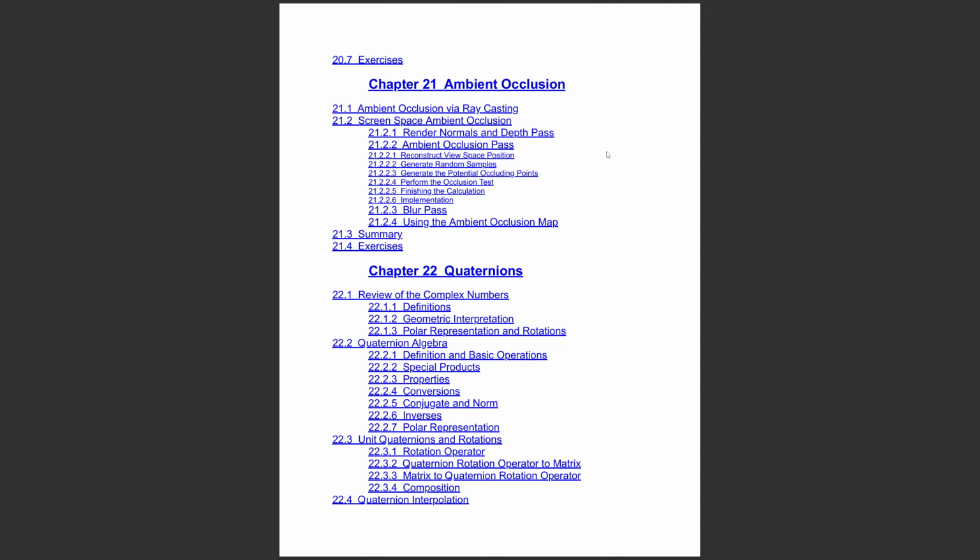We have unit quaternions and rotations. We have the rotation operator. We have quaternion rotation operator to matrix, and matrix to quaternion rotation operator, as well as composition, as well as quaternion interpolation. Quaternions are used to rotate three-dimensional objects as well. They can describe rotations as well as other operations. They're very complex data structures, but they're incredibly useful.